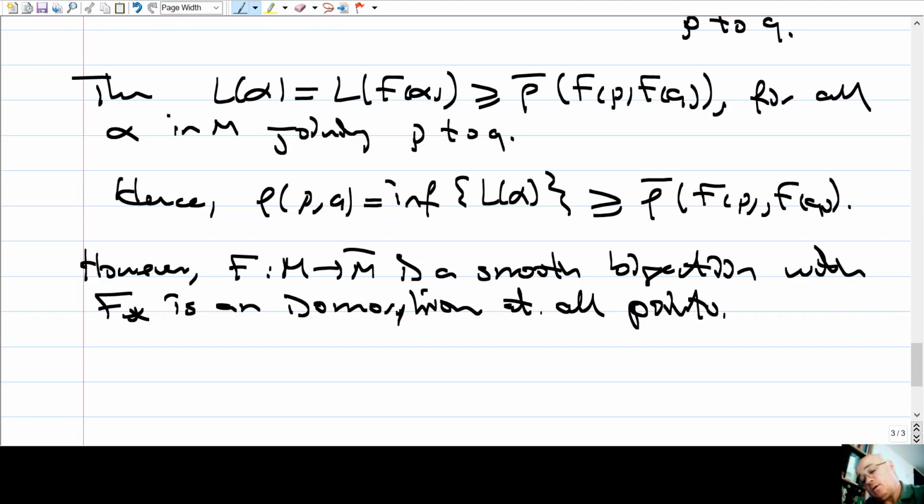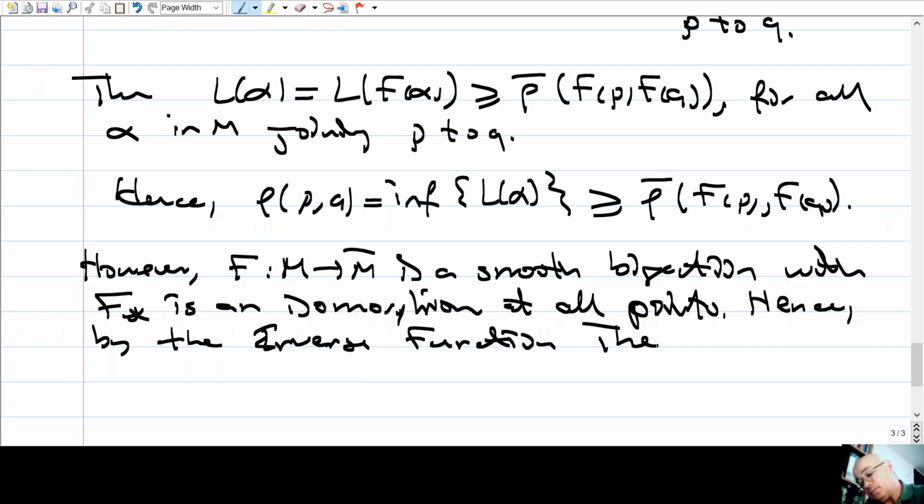Hence, by the inverse function theorem, f is a diffeomorphism.